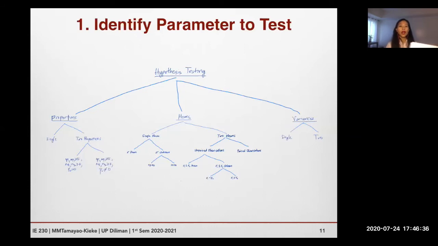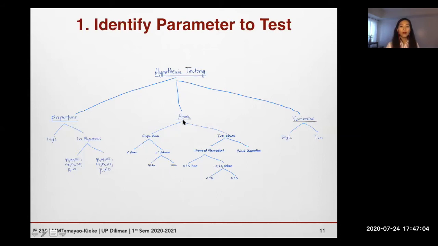Okay, now I show here a tree diagram summarizing the different parameters that could be of interest in a hypothesis test. So as you can see, in the leftmost, you have proportions. You can also be interested in the means, or you can be interested in the variance. So let's look at this branch here.